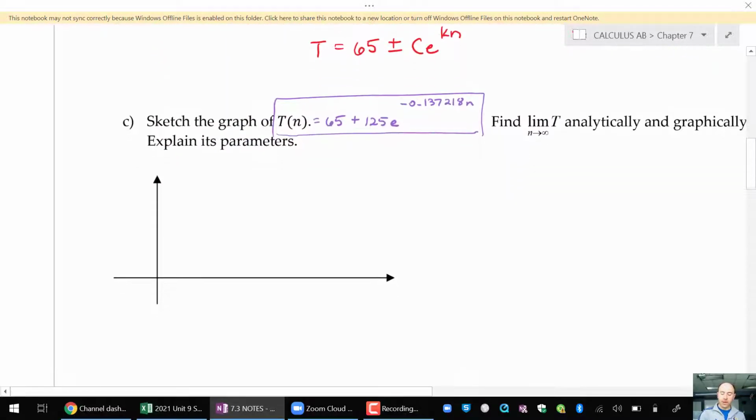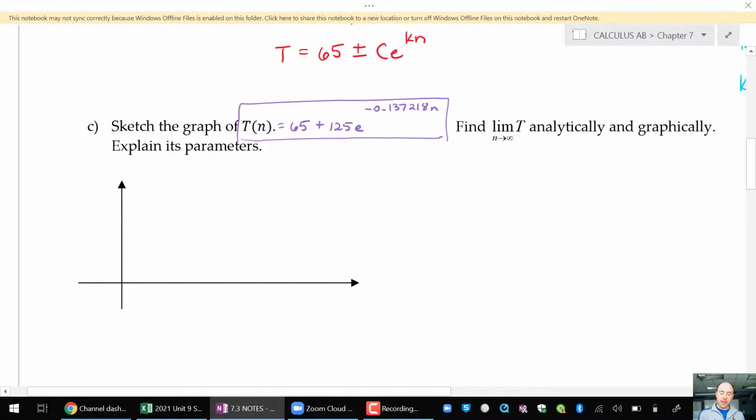Now, a couple little extension questions here. Letter C says to explain its parameters. Well, notice that the k value is negative. If the k value is negative, that's the constant of proportionality, we're dealing with exponential decay. And that should make sense because we know that the temperature of the coffee is decreasing over time. It's going to be cooling, so it doesn't stay at 190. It doesn't get hotter than 190. It actually lowers, the temperature lowers and decreases according to Newton's law.